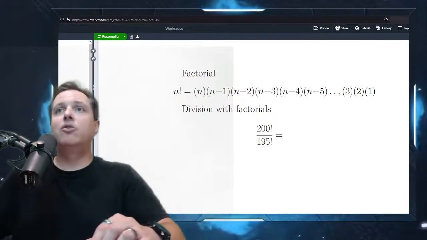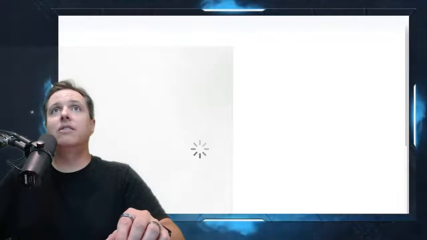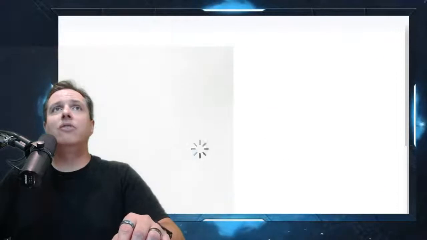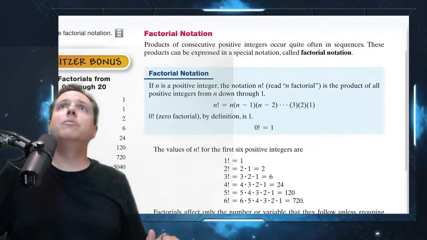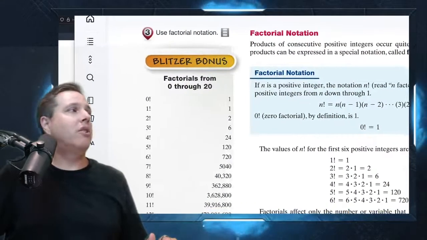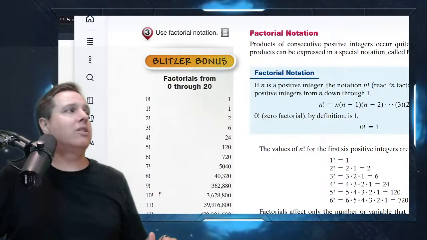Now the thing about factorials is they get huge quickly. Like they get huge in a way that is alarming and sometimes difficult to deal with. So over here on the left, let me move this over here. Here are our factorials from 0 through 20. You can see the factorials start kind of small.